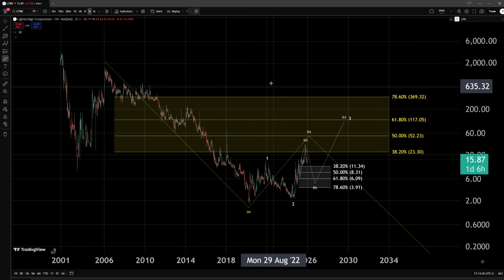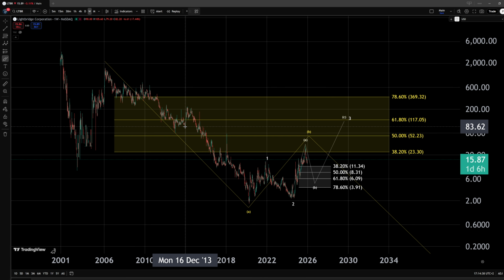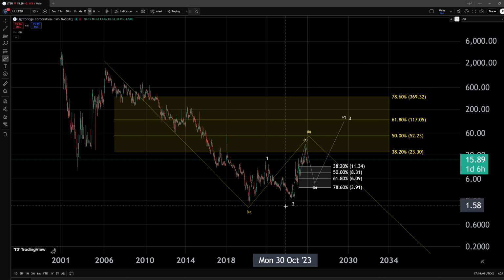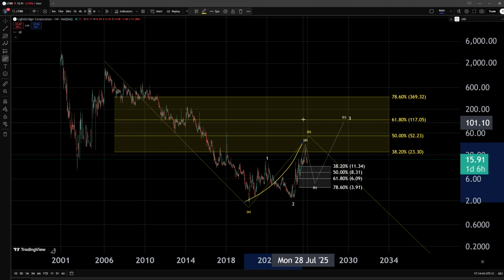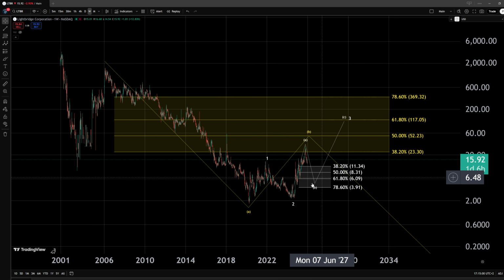I am preferring it to be a wave B, mainly due to the proportions of this movement, but realistically it could still work out as something like a wave 4, or maybe even part of a larger correction that is yet to be fulfilled. Now, with that said, we have gotten into the area of resistance.